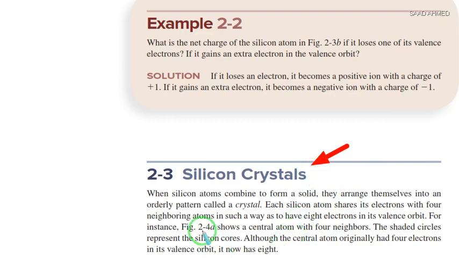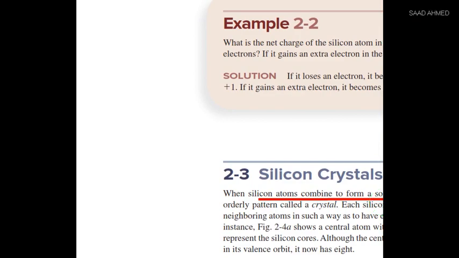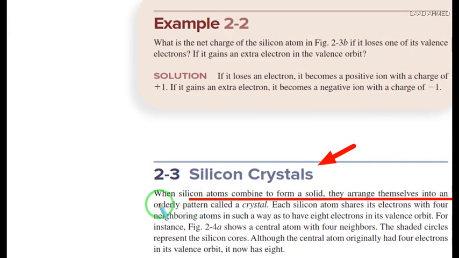Now moving forward, we will discuss the silicon crystal. As mentioned earlier, when silicon atoms combine to form a solid, they arrange themselves into an orderly pattern that is called a crystal. Each silicon atom shares its electrons with the four neighboring atoms in a way as to have 8 valence electrons in its valence orbit.